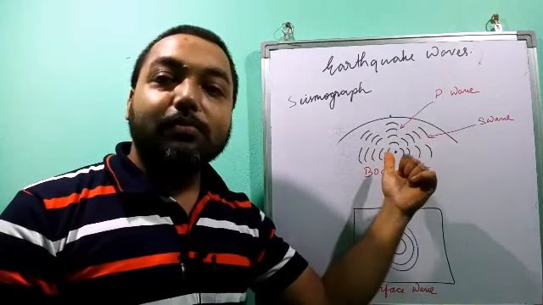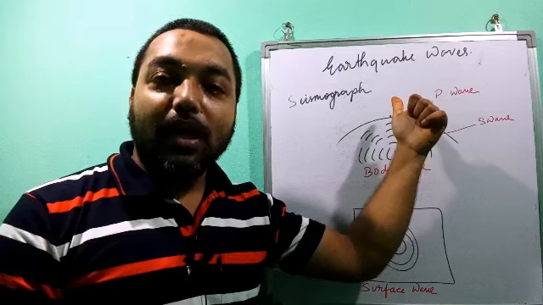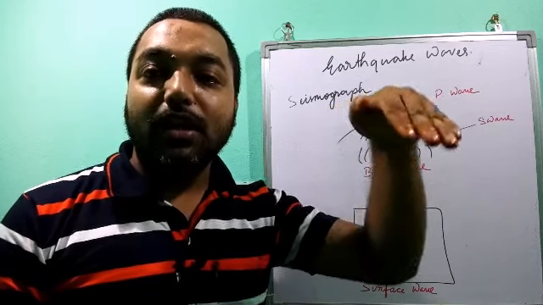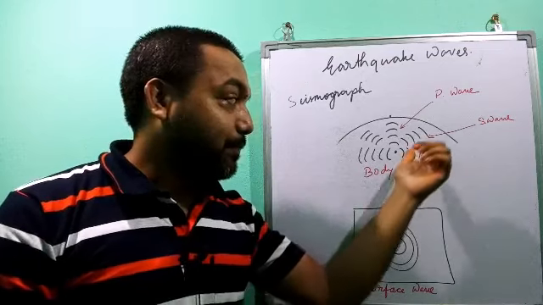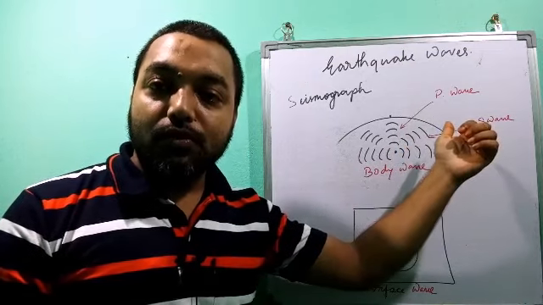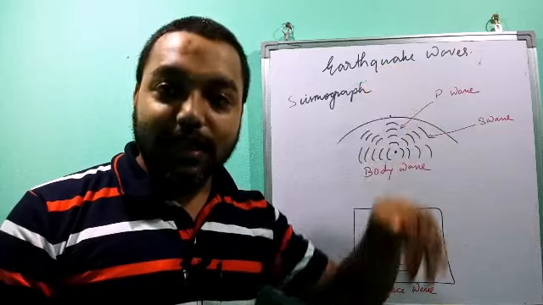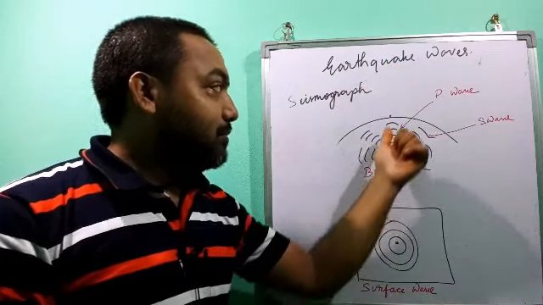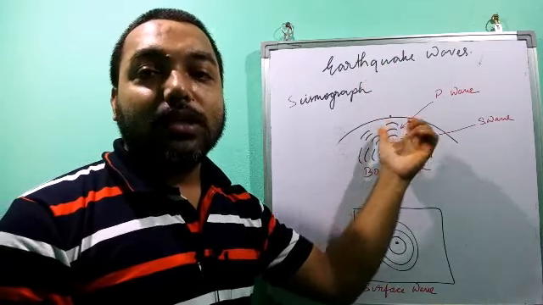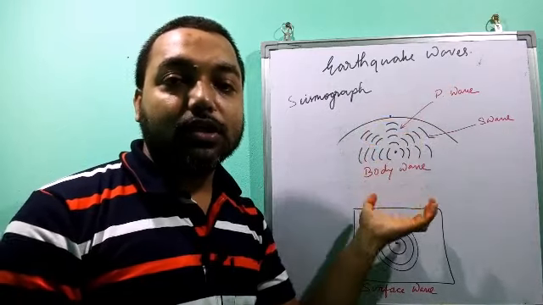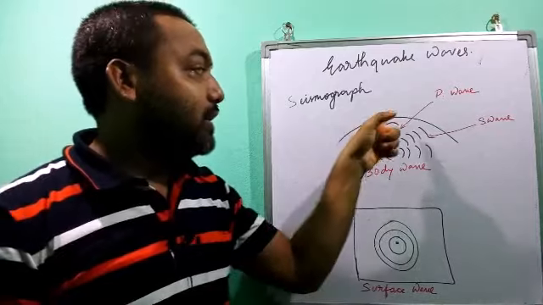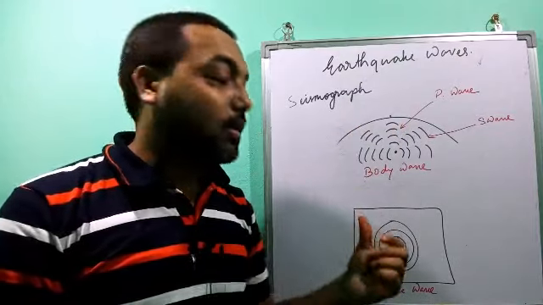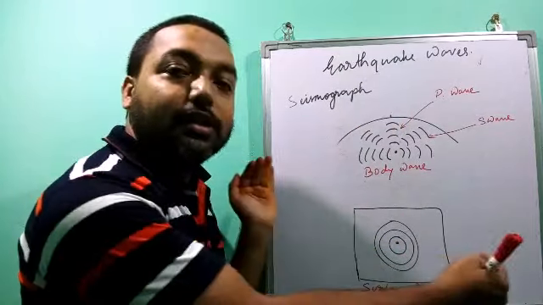So the primary waves move to the earth's surface very fast and reach the surface faster than the S wave. The S wave moves slowly and reaches the surface later. When it reaches the surface of the earth, after moving from the focus, it has started moving in all directions. Now when it reaches the surface, it starts to move in this way.